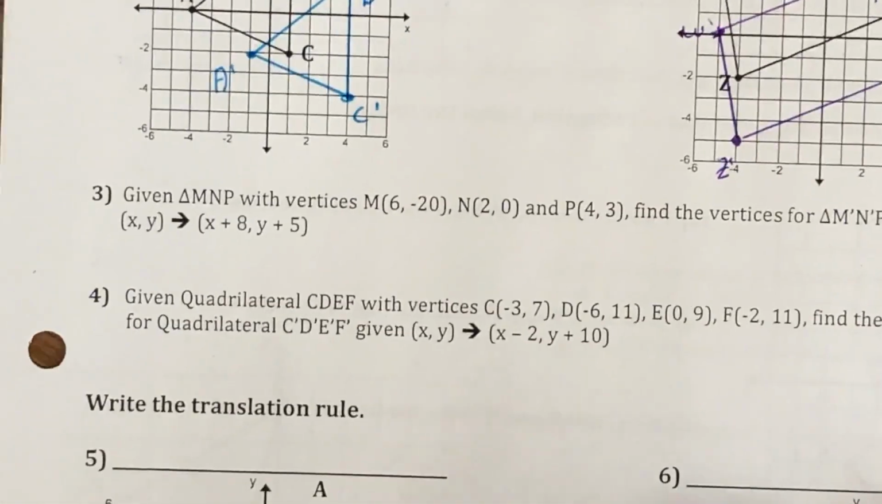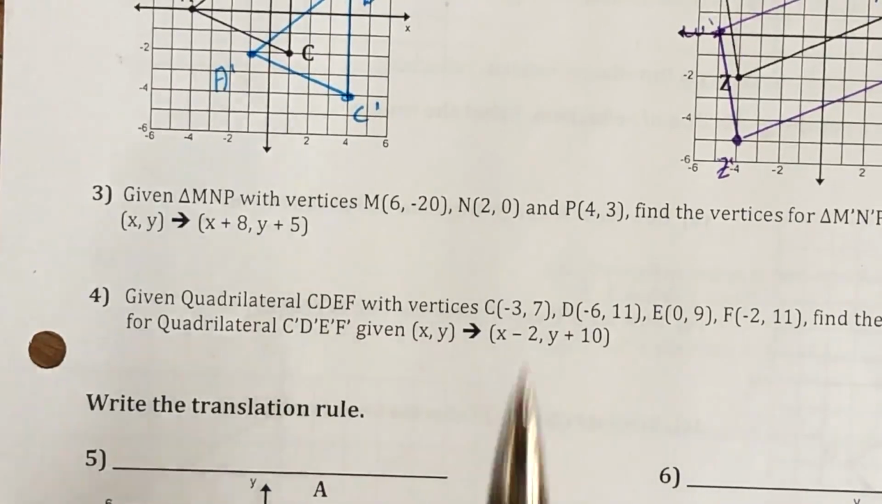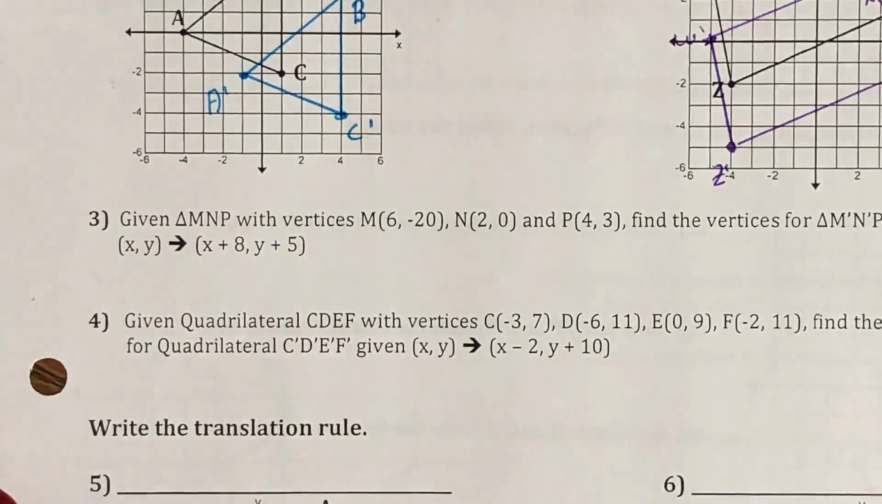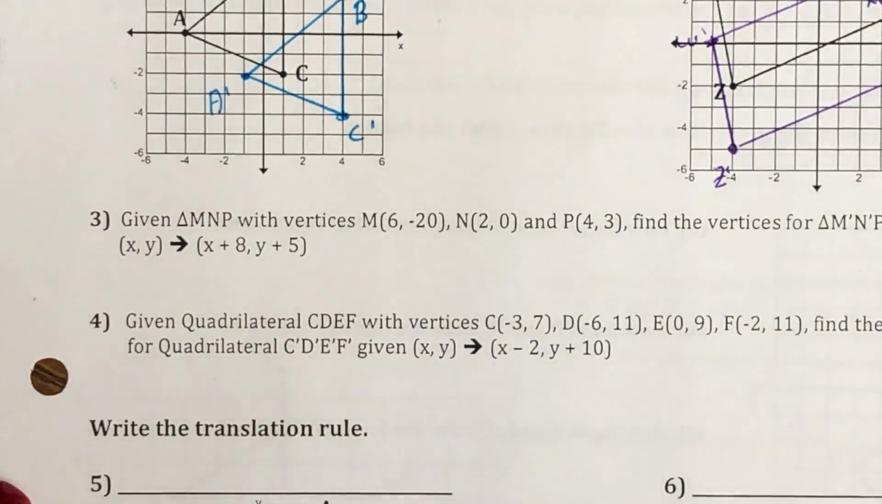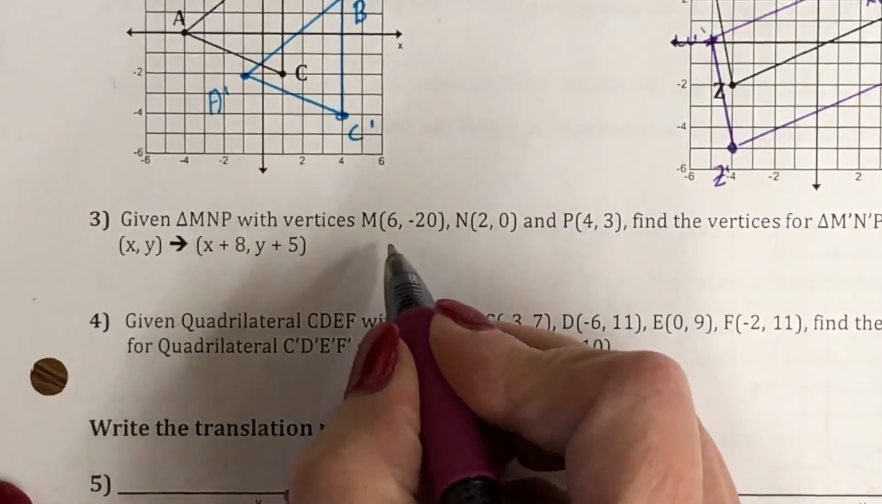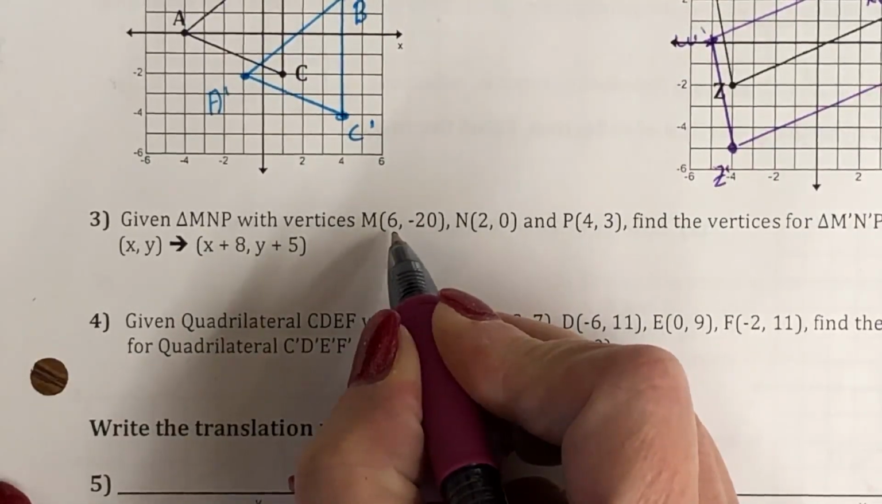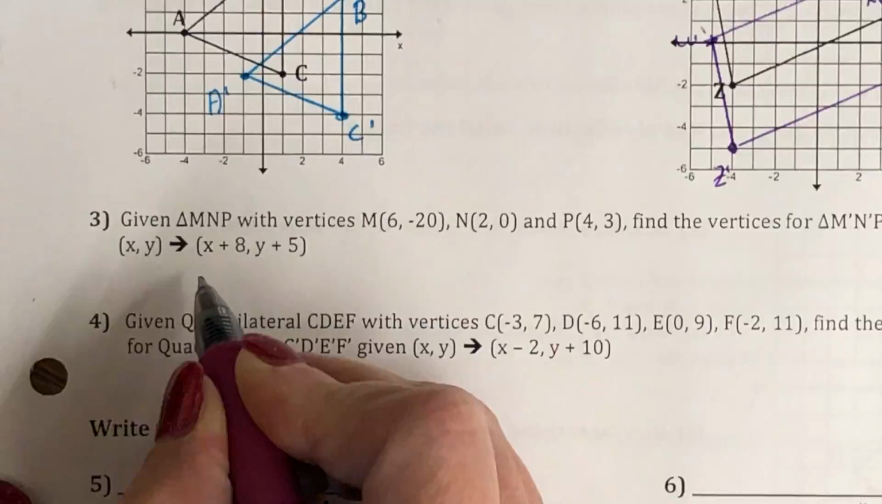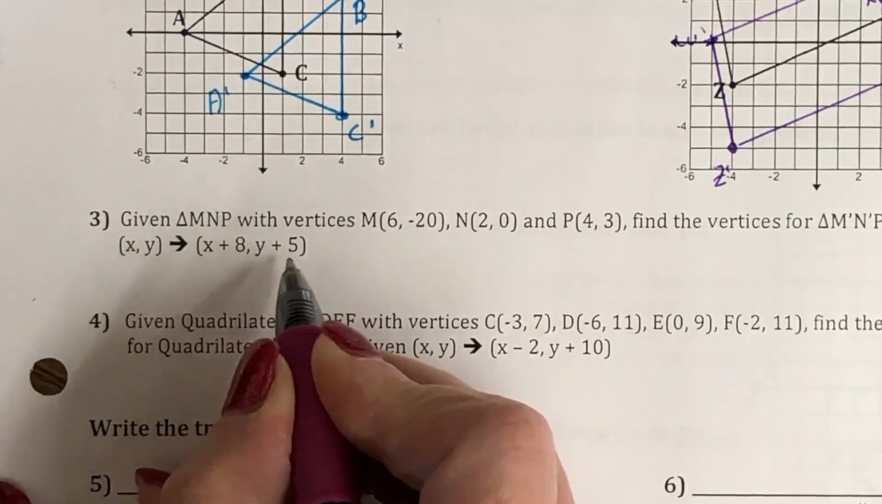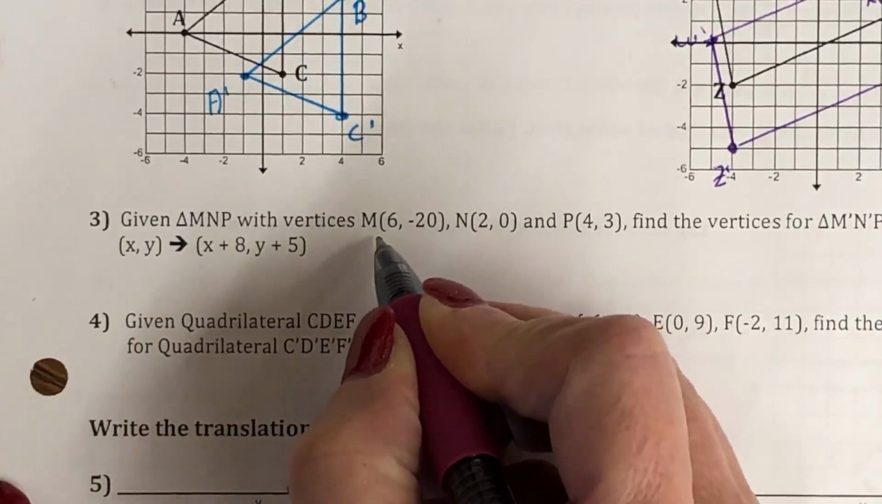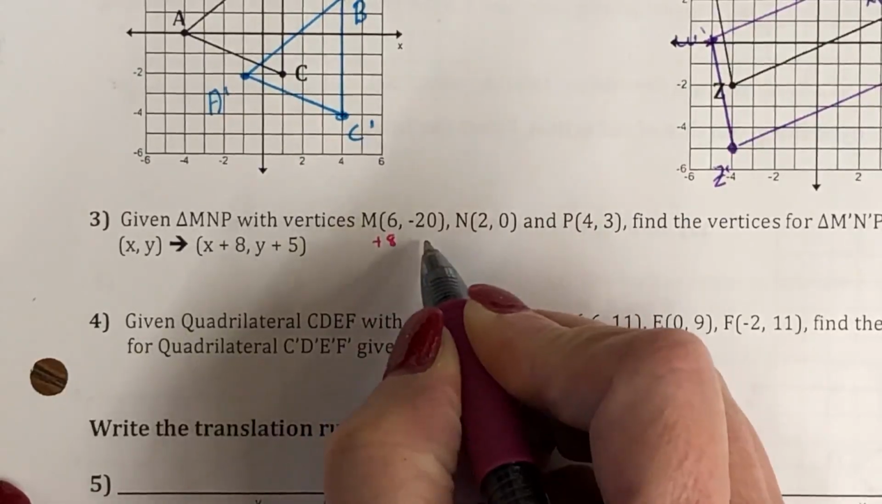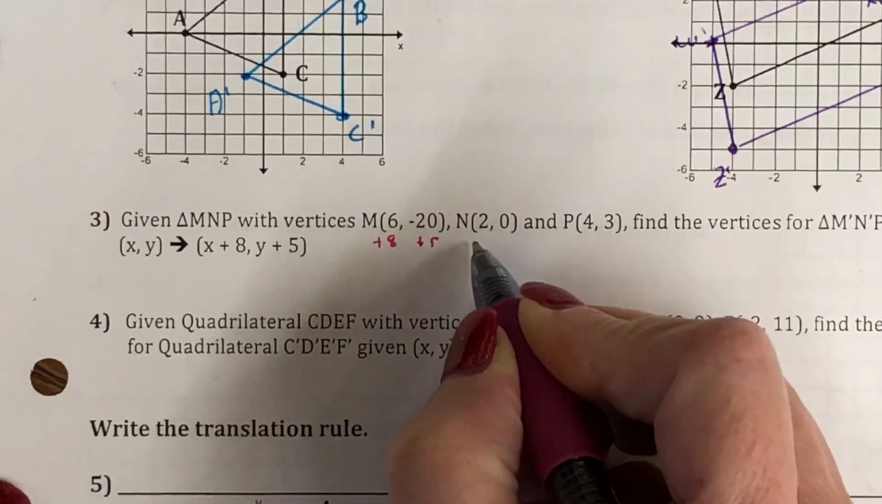Okay, on our next one, we are given triangle MNP with the vertices. We want to find what the vertices for triangle M prime, N prime, and P prime are going to be given the coordinate rule there. So what I'm going to do is go ahead and write out what we've been given. So with M, we have 6, negative 20, and we know that for our X value, we're going to add 8, and our Y value, we're going to add 5. So I'm just going to go ahead and put that down here. So I'm going to add 8 to my X value, and add 5 to my Y value.